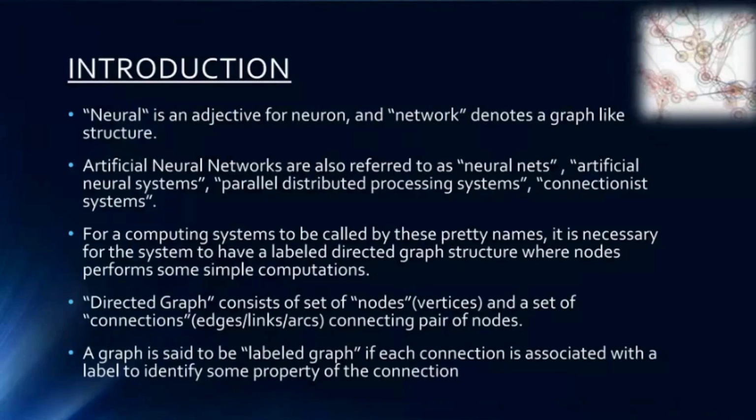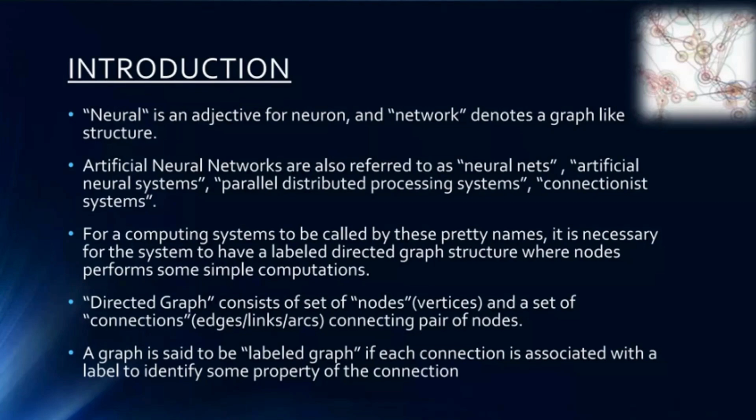For the first part, neural networks are one of the most highly demanded technologies, which can train a robot and create a virtual brain of the human for the robot. Neural is an adjective for neurons, and networks denotes a graph-like structure.